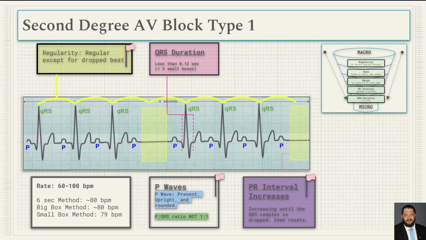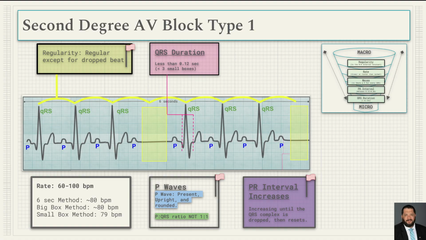So as we go through and we look at regularity, we're overall regular with the exception of these missing beats. Our rate is between 60 to 100 beats a minute. When we look at our P waves, we have P waves that are present and upright and rounded, but our P to QRS ratio is no longer 1:1. And this is the trick for identifying second-degree AV blocks, whether type 1 or type 2. When you have more Ps than you have QRS complexes, it indicates the dropping of a QRS beat. In a second-degree AV block type 1, the PR interval increases slightly until you reach the drop beat, and then it resets.